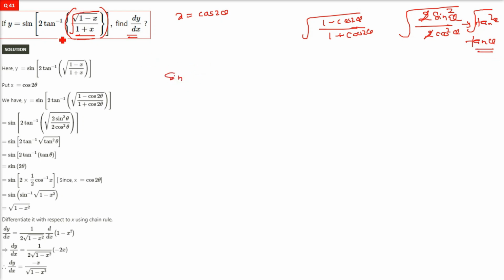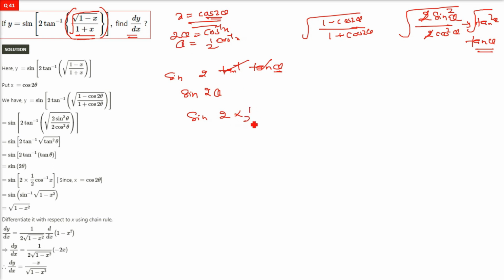So you have sin twice of tan inverse, and then we have tan theta. Now you can just cancel this tan and tan inverse. So what is theta? So we have sine twice of theta. From what we have substituted, x is cos 2 theta. So cos inverse x is twice of theta, and theta will be half of cos inverse x. So you have sine twice of theta, which is twice of half of cos inverse x. So 2 you can cancel, and you have sine of cos inverse x.